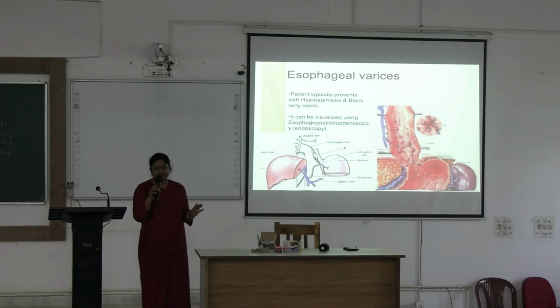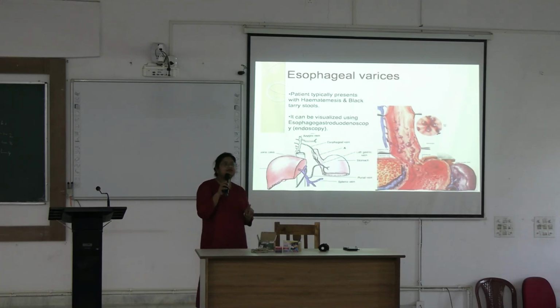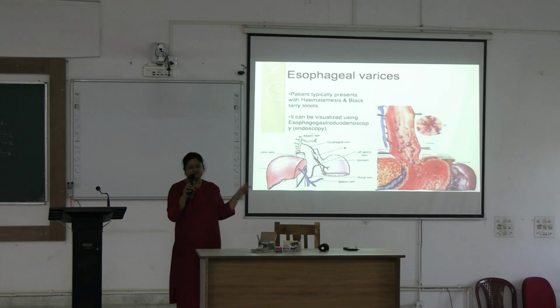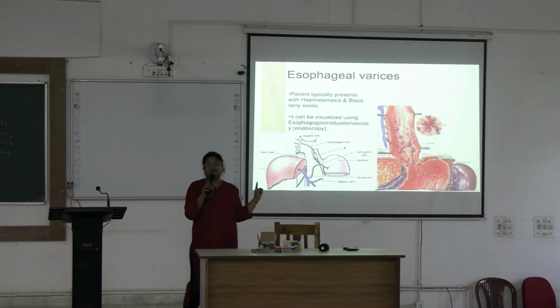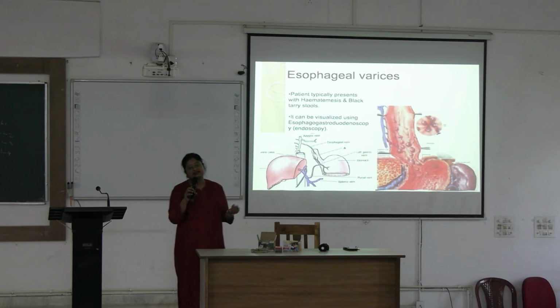When the blood passes through the stomach, it reacts with the digestive juices, and there will be black tarry stool. In hemorrhoids or piles, there will be fresh blood in stool. So that is the difference between the esophageal varices and the hemorrhoids. Also, in gastric ulcer bleeding, there will be digested blood or black tarry stool. Melena is the term used.